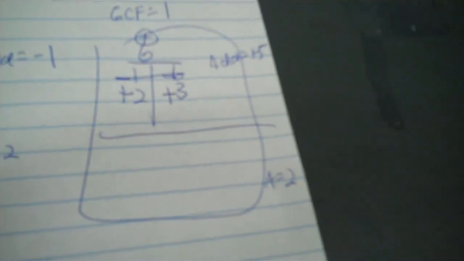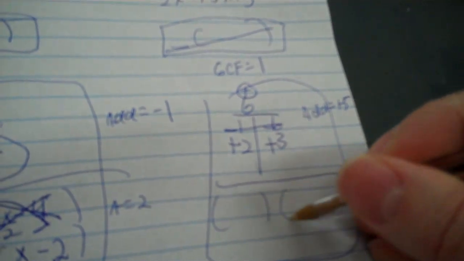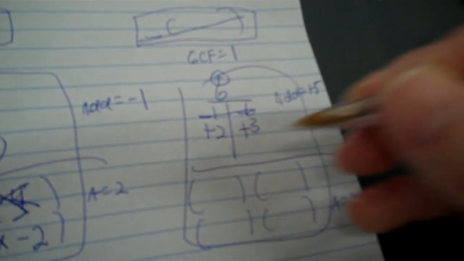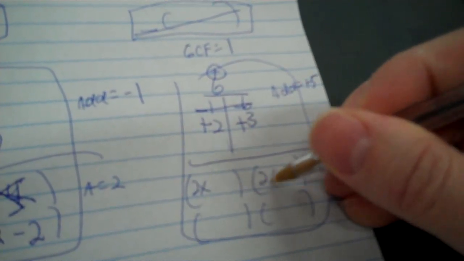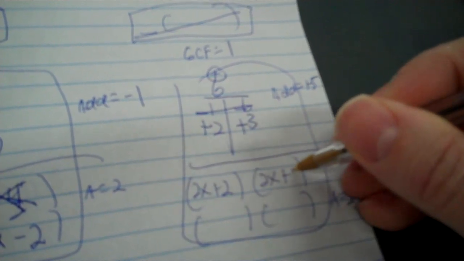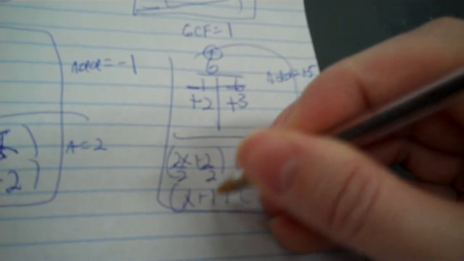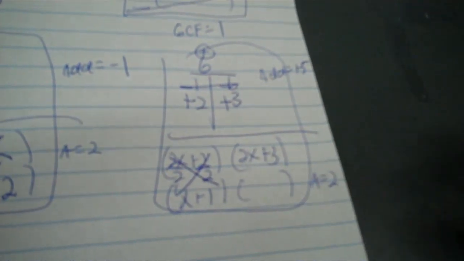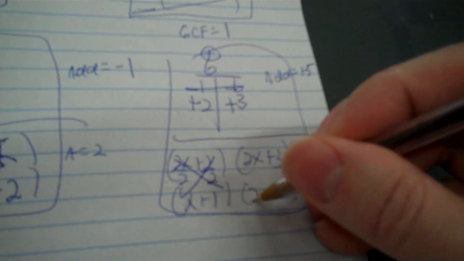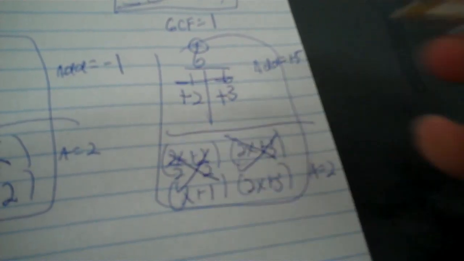Okay, A is 2, so that would be 4 parentheses again. So it's 2x, 2x, plus 2, plus 3. Now if you have 2 and 2, you have to divide those by 2, both of them, okay? And that's x plus 1. 2 and 3, that would stay the same. Okay, so that becomes x plus 1 and 2x plus 3.